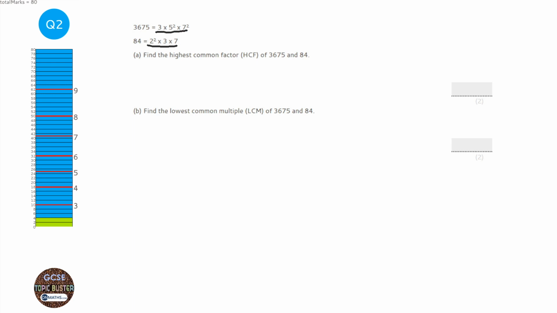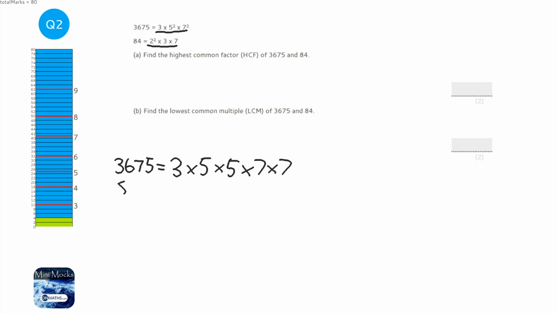3,675 and 84 are pretty large numbers. Well, the way we do this is with a Venn diagram. Now I'm going to use the space down here to do this, and because I find it easier, I'm just going to write it not in index form. Then when I do my Venn diagram, I can just cross them out when I've done them. So 2 times 2 times 3 times 7. Okay, so let's construct myself a Venn diagram.